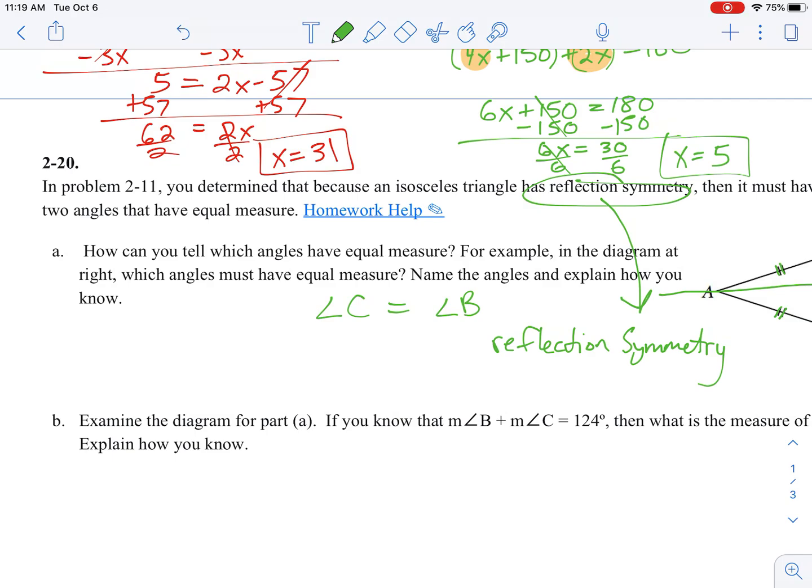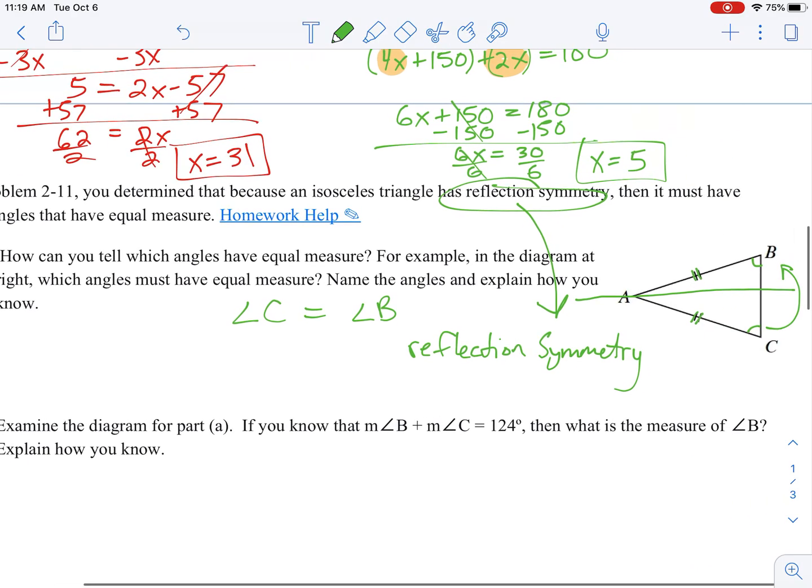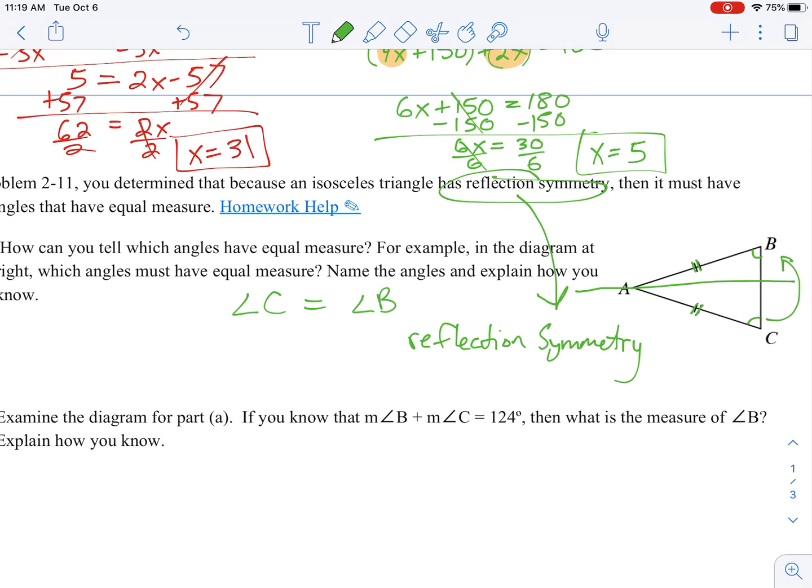So now in part B, we're going to examine part A, the diagram, which is the same diagram. So if you know that the measure of angle B plus the measure of angle 4 is 124, then what is the measure of angle B? Explain how you know. So if we take a look at this equation right here, that is the given information. That's what they're telling us.